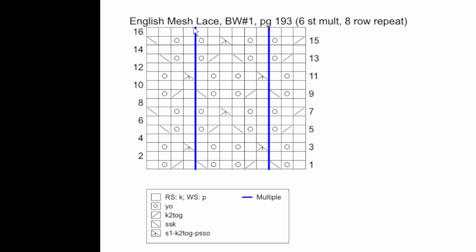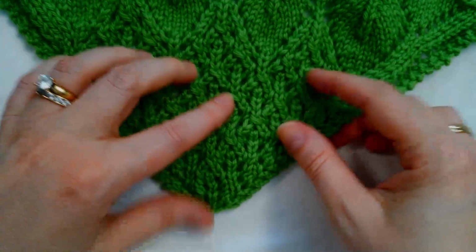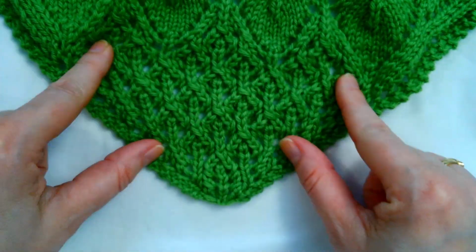The stitch multiple is indicated by the blue lines. This means that you work across until you get to the line, and then you repeat this section of 6 stitches over and over until you reach the last 4 stitches, and you'll work the last 4 stitches. This balances the lace stitch pattern horizontally. Really, this is an 8-row repeat, but 2 vertical repeats are indicated here, so 16 rows. This is what that stitch pattern looks like knitted.